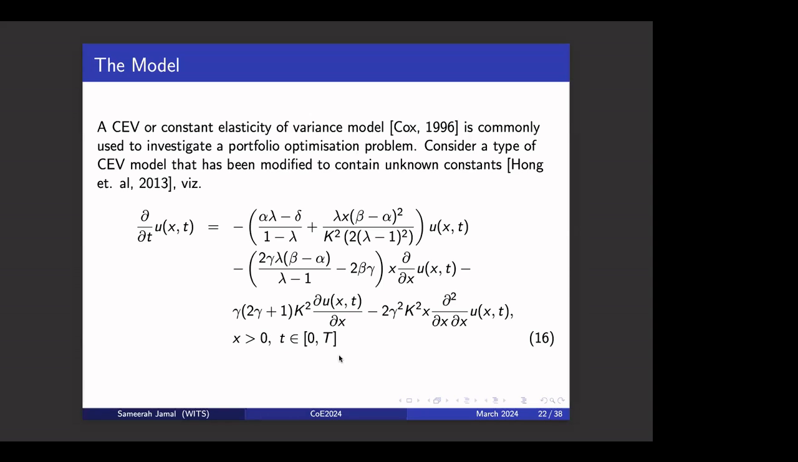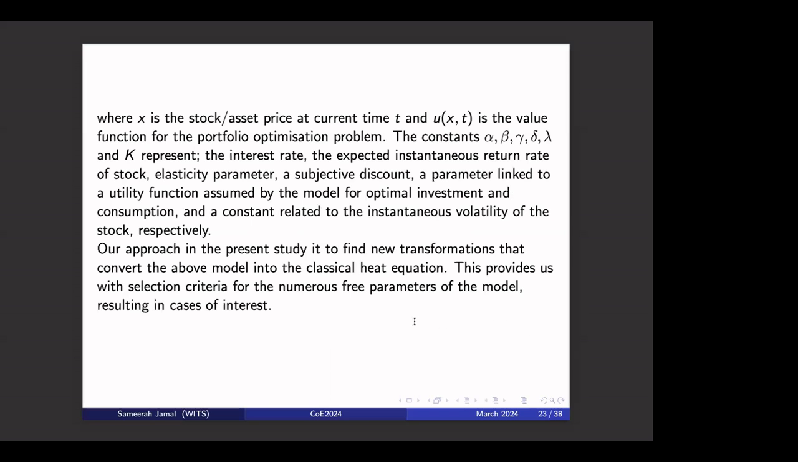So this is a CEV, or constant elasticity of variance model, and it can be framed to investigate a portfolio optimization problem. And it has all of these unknown constants. It's parabolic in nature, right? You can see the u_t term. It has a coefficient of u, u_x, and u_xx, right? And all of these unknown coefficients have some significance to the model.